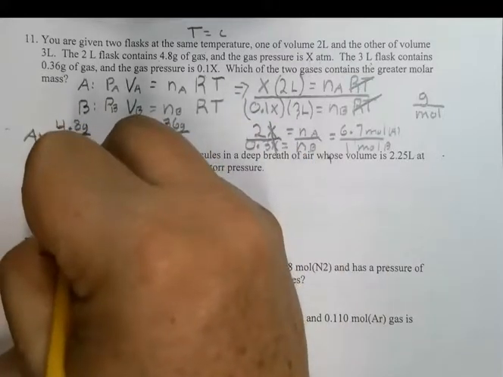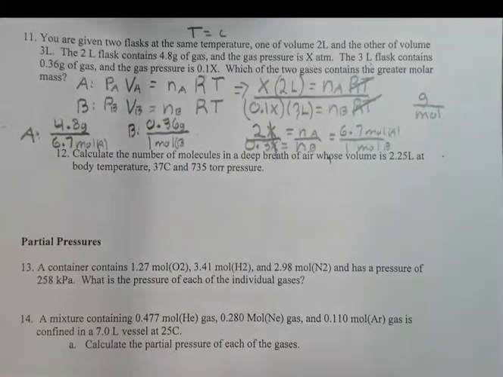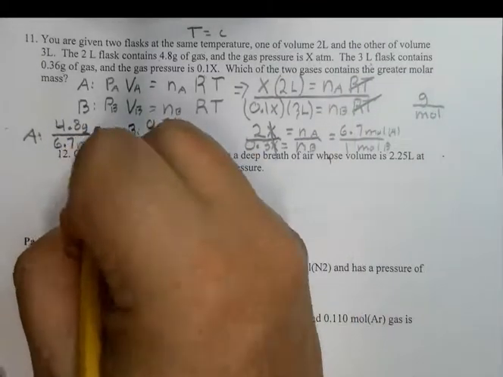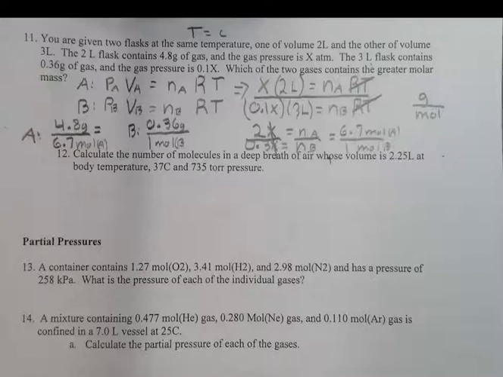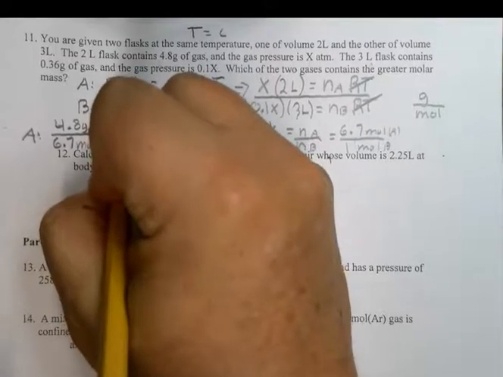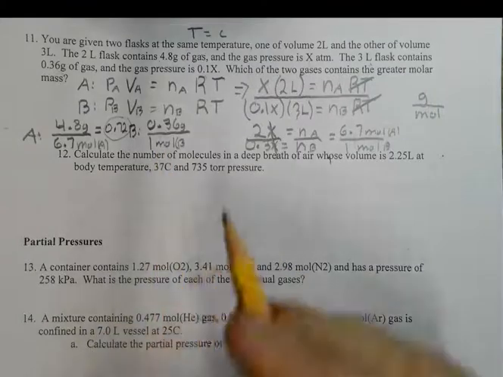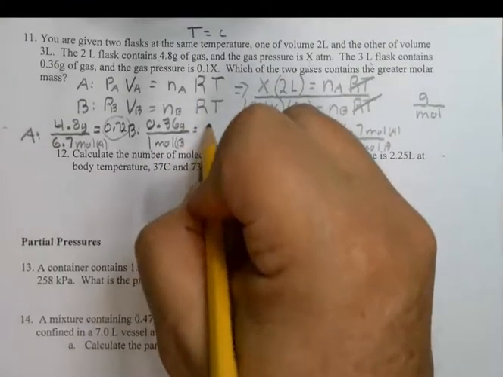And I should put mole of A here. Okay, so do the math on that, and what do you get here? You get 4.8 divided by 0.67 divided by 6.7, and that's going to give you 0.72. Getting a little crowded here. And 0.36 over 1 is obviously going to be 0.36.